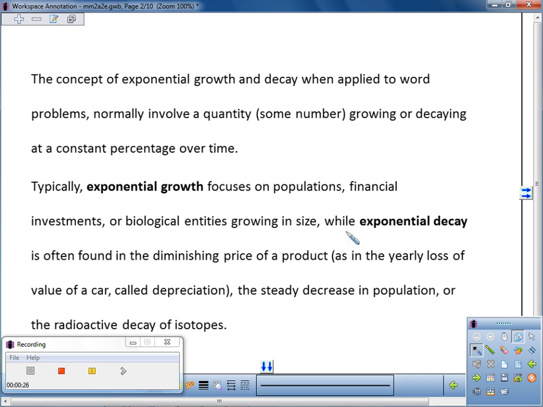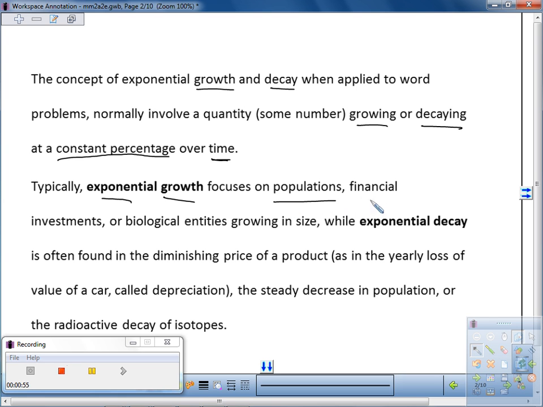So let's look at the concept of exponential growth and decay, which we've talked about in class. When applied to word problems, they normally involve the quantity growing or decaying, because we've talked about a growth function and a decay. Now the key here is this constant percentage over time, typically. Now exponential growth, which we've discussed, focuses typically on population, financial investments, biological entities growing in size. Okay, then we have decay, exponential decay.